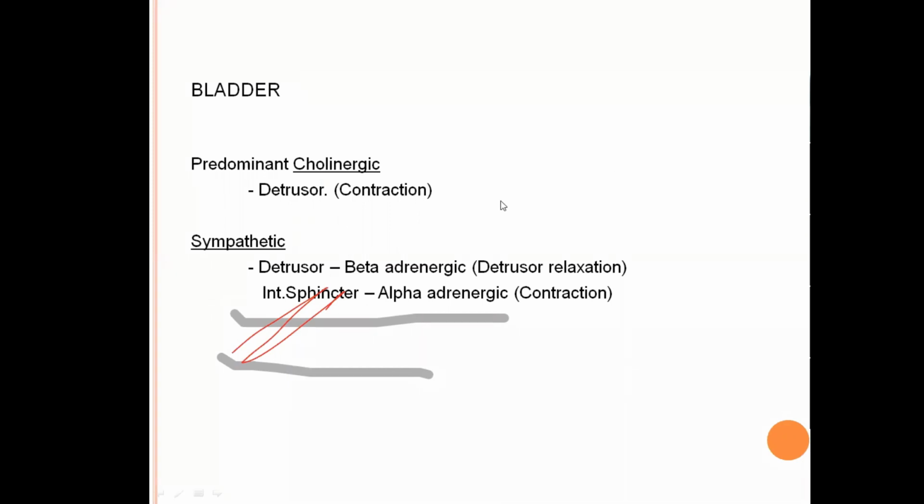I don't know, once again somebody has put the line here. Can you please stop doing this on the slides?